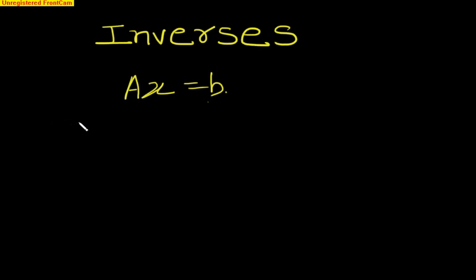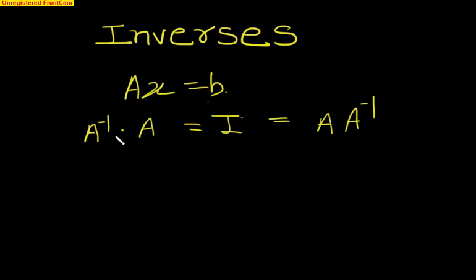Now, inverse of A is denoted by A inverse. If you multiply this A inverse to A, it will give us the identity matrix. If you reverse the order of multiplication, suppose I write A and then A inverse, then also it will give us the identity matrix.